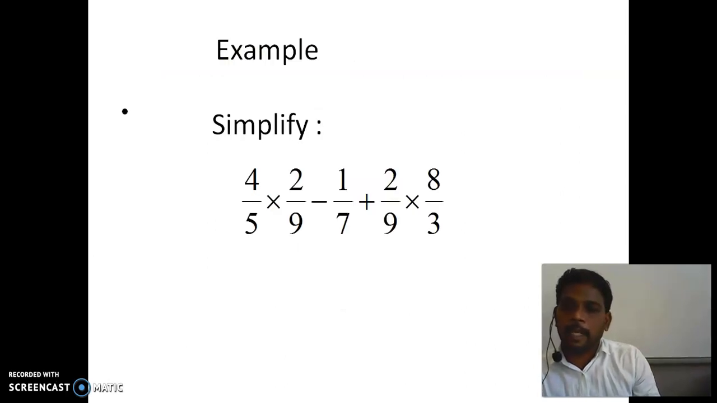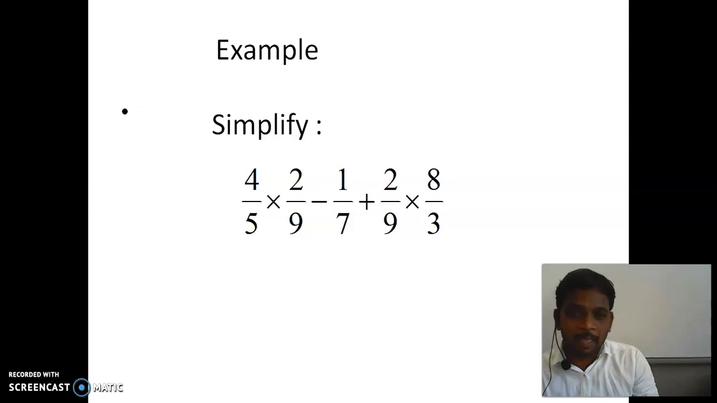So next example, that is also related to the distributive property only, but here no need to follow the distributive property, but we want to follow the concept of distributive property, right? So look at the example: simplify 4 by 5 into 2 by 9 minus... here, that is 1, 2, 3, 4, 5 rational numbers are there with addition, subtraction, multiplication, everything over there here. So how can you simplify this?